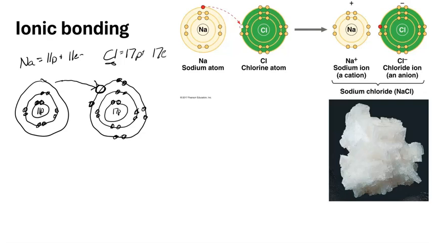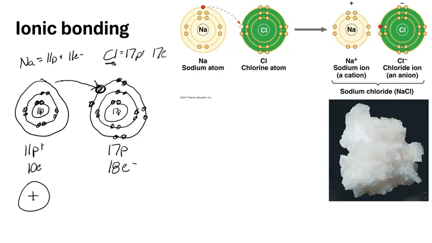Because think of what's happened now. With 1 less electron, this still has 11 protons, but now only 10 electrons. So it's got an extra positive charge here. Sodium has an extra positive charge. Chloride had 17 protons, but it received the donation of that electron right here. So now it's got 18 electrons.